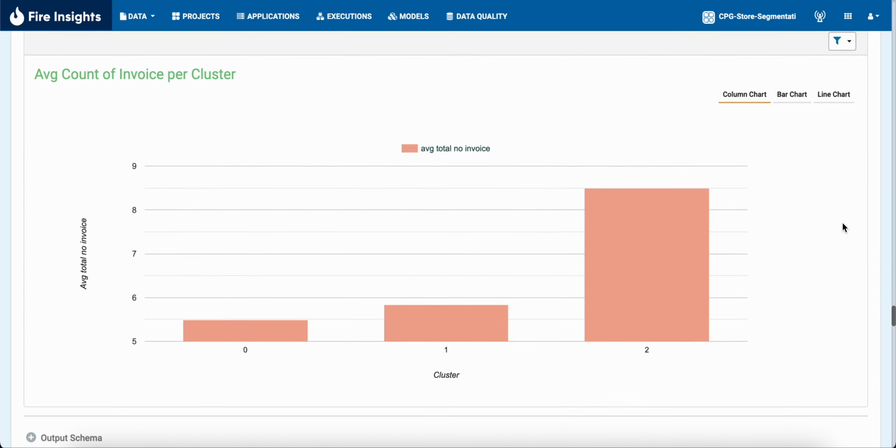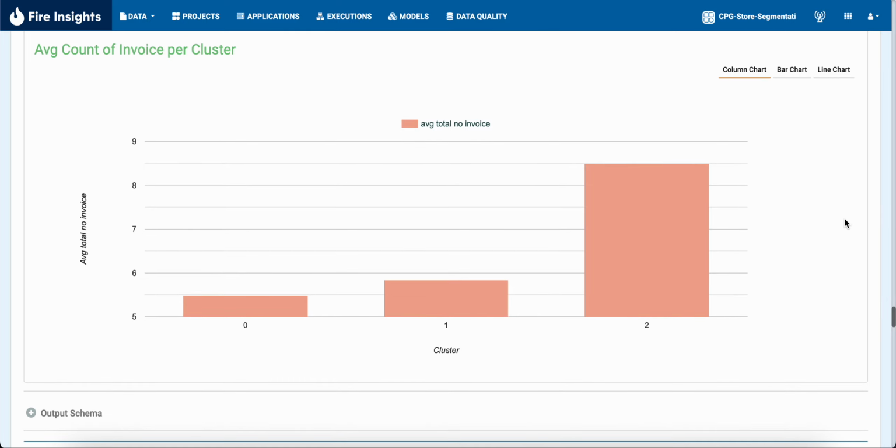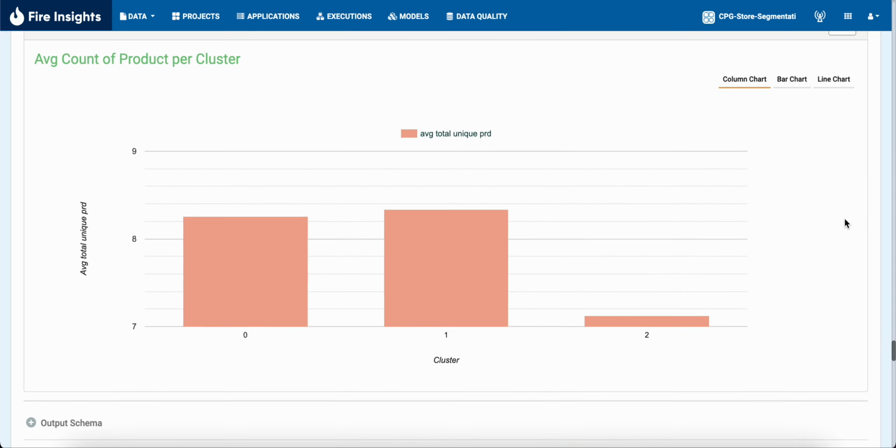Here we have the average count of invoices per cluster. This deals not with the value as we did in the previous graphs, but simply the number of invoices sent in by each cluster. Interestingly, those stores that have the highest purchasing values in cluster 1 do not have the highest average total number of invoices. Those stores exist within cluster 2. So cluster 2 stores are very high in terms of their concentration by invoice.